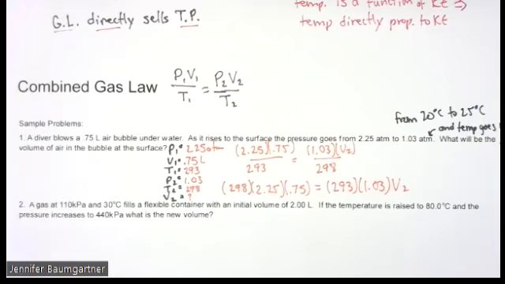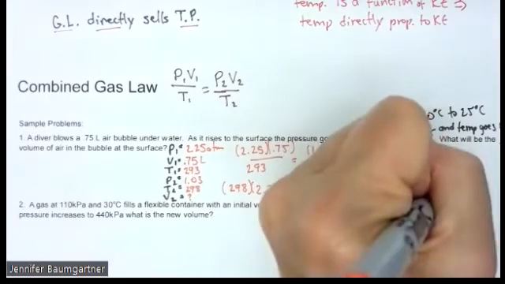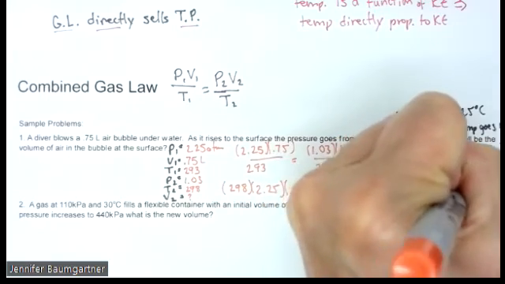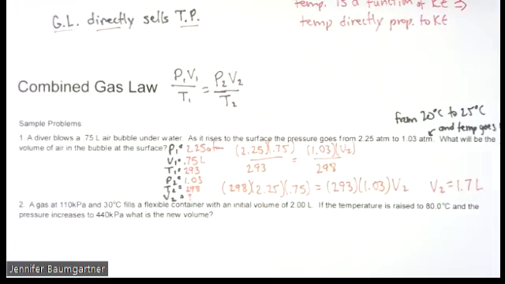I didn't pre-solve these, I should have. So let me do that now. 295 times 2.25 times 0.75, I'm going to divide that by 293 times 1.03. And I get 1.66. I'll round that to 1.7. V2 is 1.7 liters. And let's see if that makes sense.